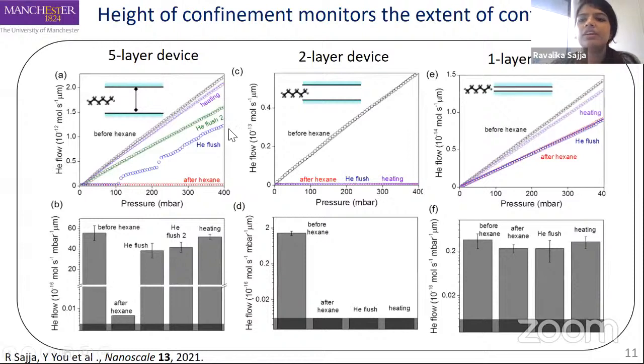We later studied a monolayer device. Here we saw that there was no effect on the gas flow rate with the exposure to hexane molecules. This was attributed majorly to the self-cleansing effect, which was reported earlier. And for the slight decrease, we say that this is due to just the entry blockage effect.